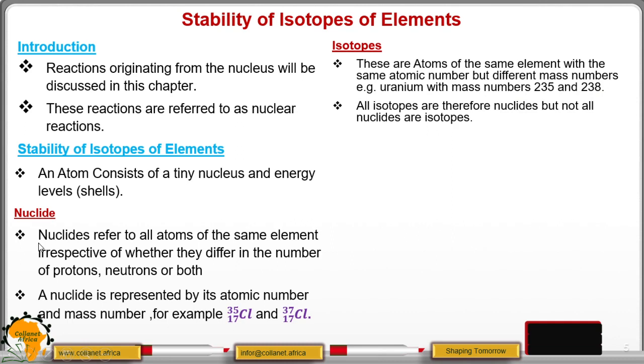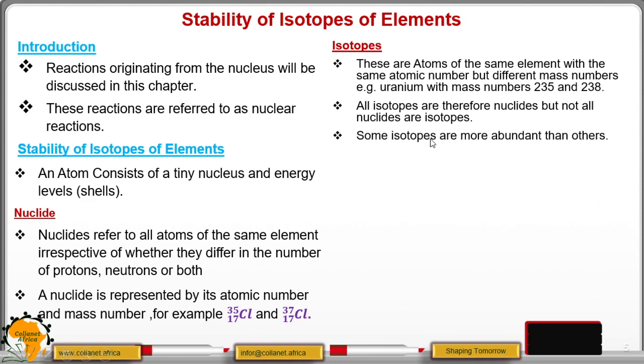From these two definitions of nuclide and isotopes, we can say that all isotopes are nuclides, because they are referring to atoms of the same element. But not all nuclides are isotopes. Remember, nuclides can have the same mass number, the same atomic number, but when we talk of isotopes, we are saying that they have the same atomic number but different mass number.